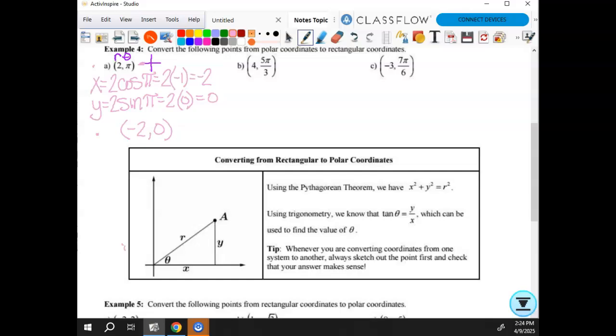All right, so let's sketch this one. (4, 5 pi over 3). 5 pi over 3 is in which quadrant? 4th. And it's closer to the y-axis, so it'll be somewhere kind of right there. We're not trying to get anything perfect. It's even okay if we just know 4th quadrant, but that could kind of help us too. All right, so x equals r, which is 4, times the cosine of 5 pi over 3. So that's 4 times 1/2. Very good. And so that gives me 2. Then y is 4 sine of 5 pi over 3.